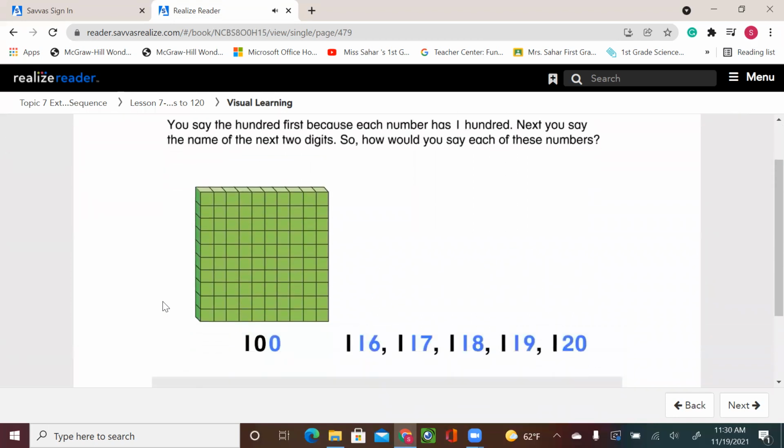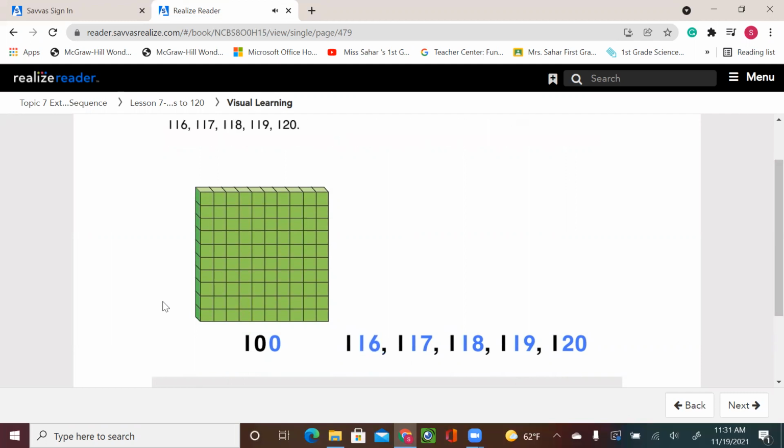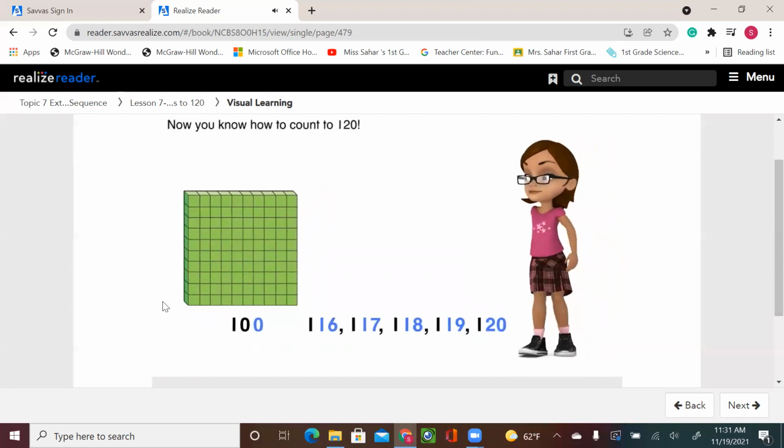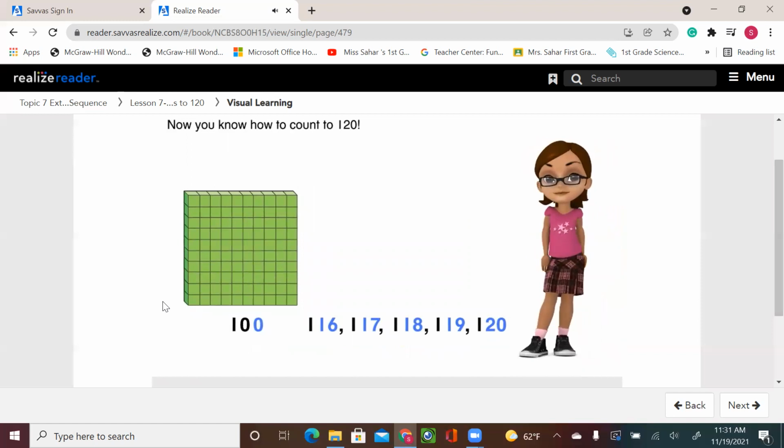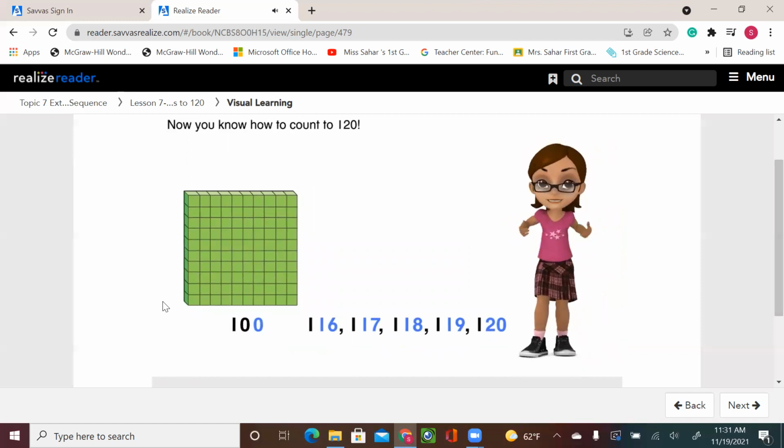You say the 100 first because each number has 100. Next, you say the name of the next 2 digits. So, how would you say each of these numbers? 116, 117, 118, 119, 120. Now you know how to count to 120. Come on, let's count.